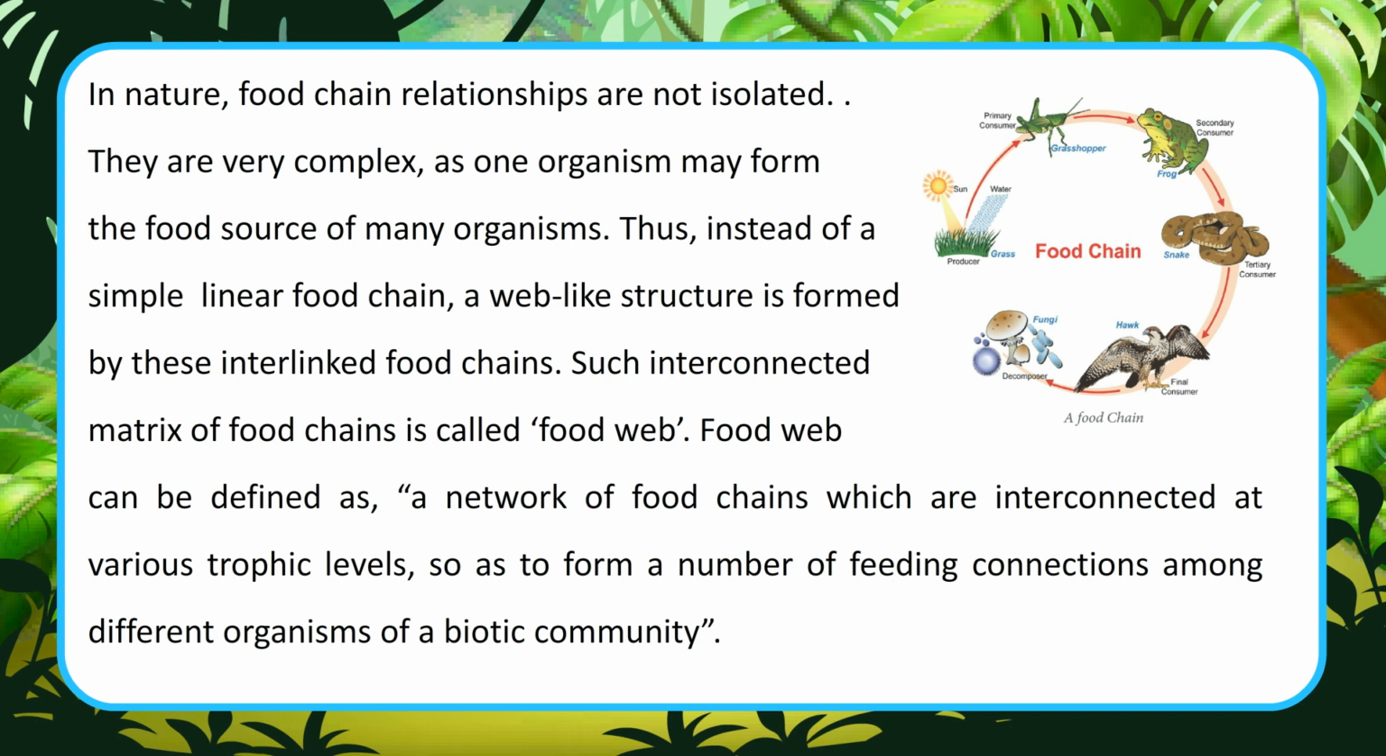In nature, food chain relationships are not isolated. They are very complex, as one organism may form the food source of many organisms. Thus, instead of a simple linear food chain, a web-like structure is formed by these interlinked food chains. Such interconnected matrix of food chains is called food web. Food web can be defined as a network of food chains which are interconnected at various trophic levels, so as to form a number of feeding connections among different organisms of a biotic community.